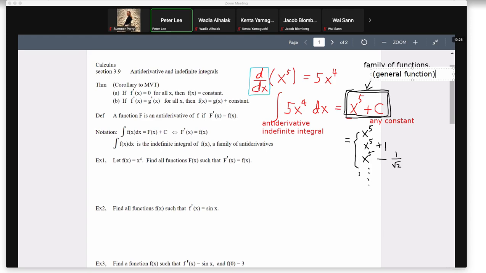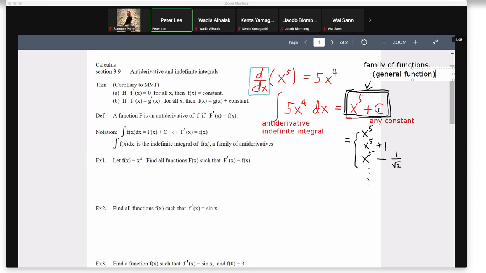So when you say the antiderivative of 5x to the fourth power, what is the function whose derivative is 5x to the fourth? That is x to the fifth power. But x to the fifth power is not the only function whose derivative is 5x to the fourth power. It could also be x to the fifth plus 1, or x to the fifth minus 1 over square root of 2, or x to the fifth power plus any constant, positive or negative. So we have a whole group of functions here, and that's what x to the fifth power plus c is referring to. In this class, this c is called the constant of integration.